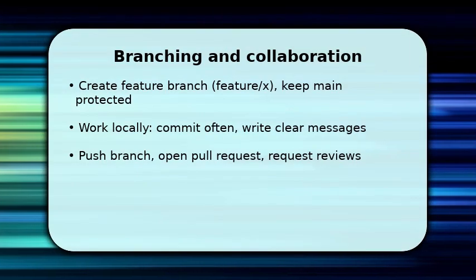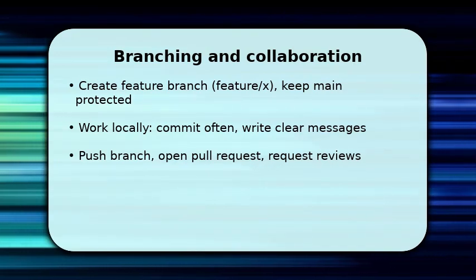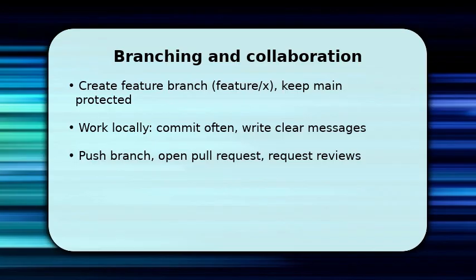You now move into structured development. Create a feature branch named with a clear prefix, for example feature/your-task, and avoid committing to main. Make small, frequent commits with descriptive messages to make review easier. Push your branch to GitHub and open a pull request describing what changed and why.